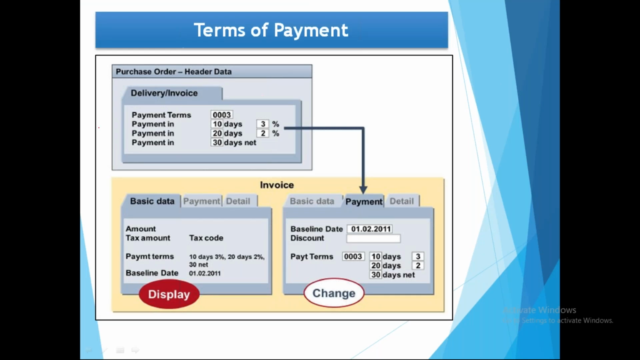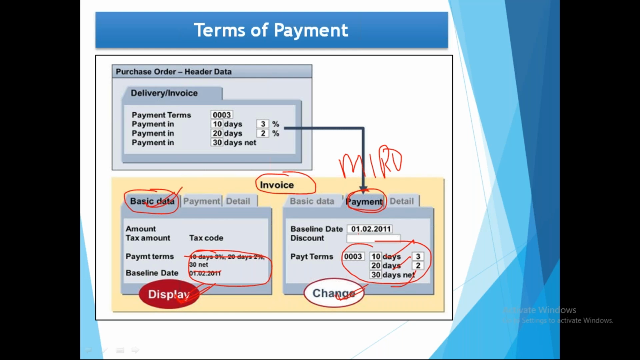If you observe here in the MIRO invoice transaction, in the basic data tab, the terms of payment will be in display mode. But the same terms of payment will be in editable mode in the payment tab, and if you want to change it, you can change it over there. In the same MIRO transaction, terms of payment will be in display mode in the basic data tab, whereas in the payment tab, they will be in editable mode, where if you want to change it, you can.